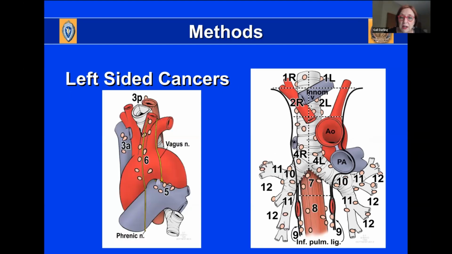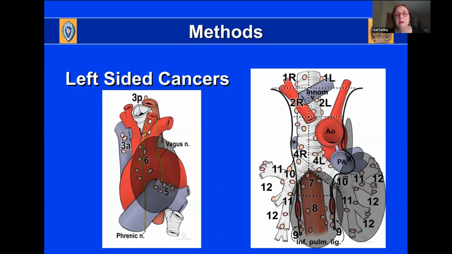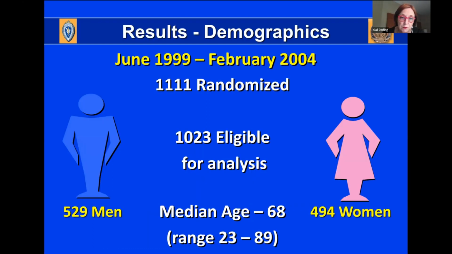And for left-sided cancers, they would include stations 5 and 6, so between the vagus and phrenic nerve in front of the arch and in the subaortic space, as well as the infracarinal nodes, stations 7, 8, and 9, and of course the pulmonary, the hilar lymph nodes, as well as the intralobar lymph nodes.